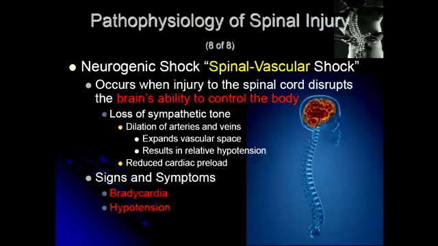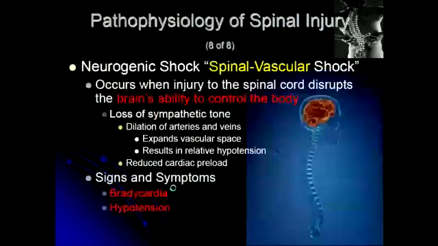Neurogenic shock, also called spinal vascular shock, occurs when the injury to the spinal cord disrupts the brain's ability to control the body. So they also get, like the last slide, sympathetic loss, so their blood vessels, arteries, and veins dilate. They expand their vascular space, which means the fluid leaks out of your vascular space into your tissues, and that results in hypotension, and this reduces cardiac preload. So basically the fluid goes out of their blood vessels and into their extremities, and they get hypotensive. In addition, the patient can no longer control their heart rate because of the disruption of the norepinephrine system, and consequently you get bradycardia.